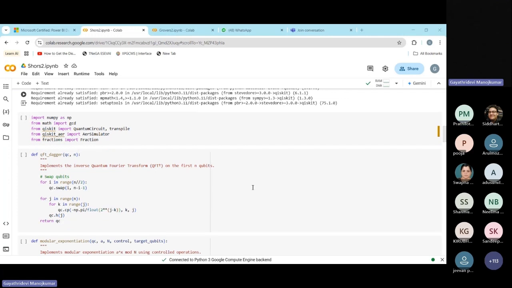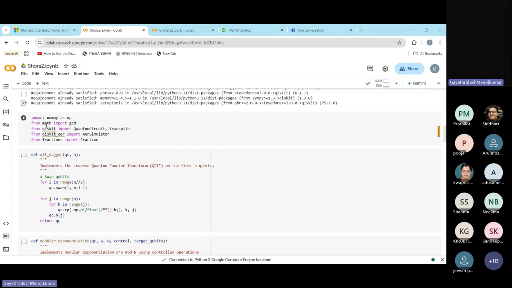So to implement, what are the steps? I hope everyone can recall those steps. The first thing is, to implement Shor's algorithm, I'm just using a Colab, and I also imported Qiskit with this Colab. So I import the files, and I have some setup.